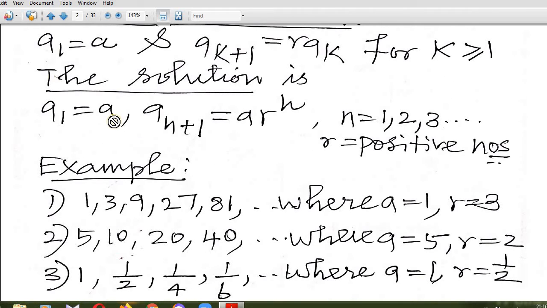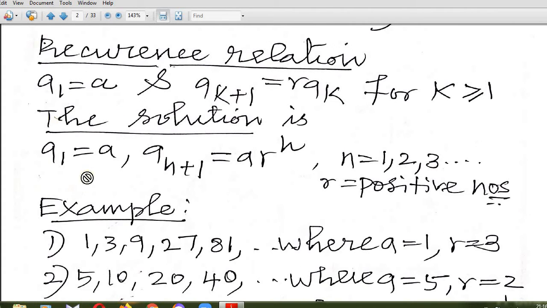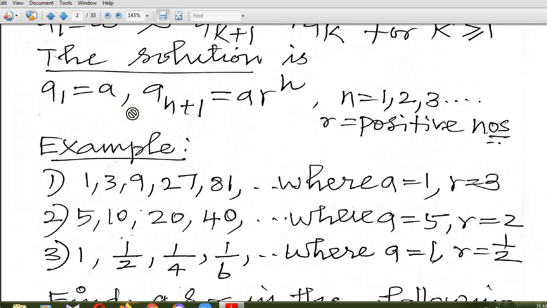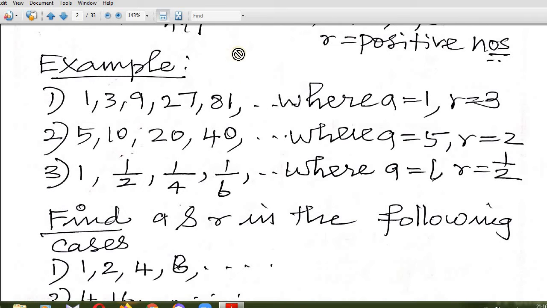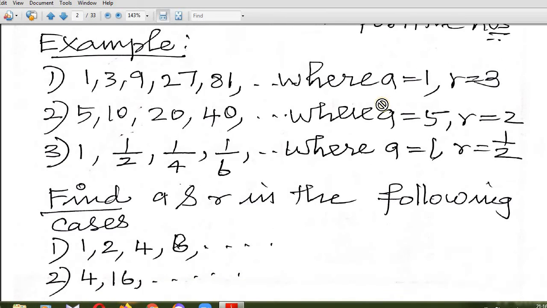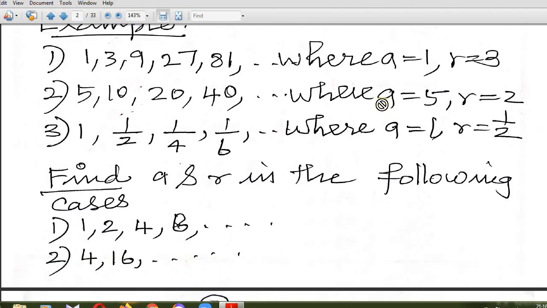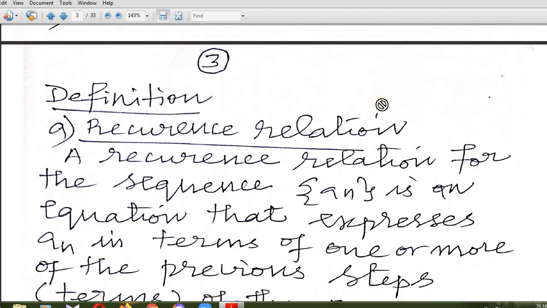So the solution is nothing but the terms which satisfy this recurrence relation. That's also what I was discussing. Here the first element is 1, the common ratio is 3. 1 into 3, 3; 3 into 3, 9; 9 into 3, 27, like that it will go on. This is a good example for the geometric progression.